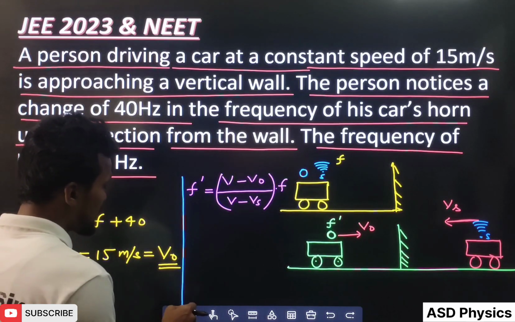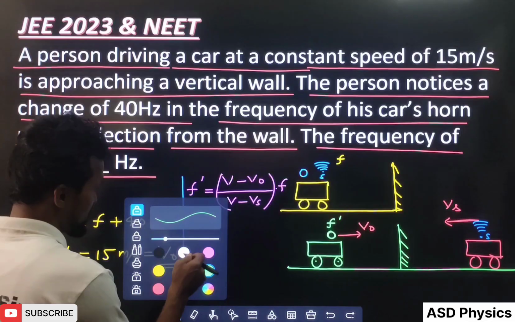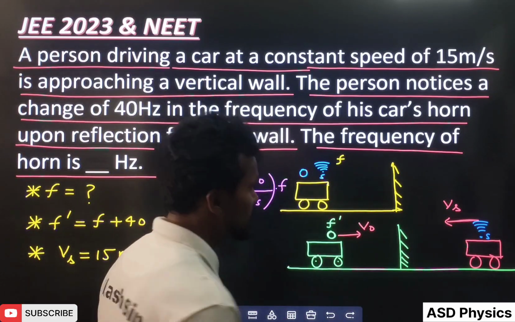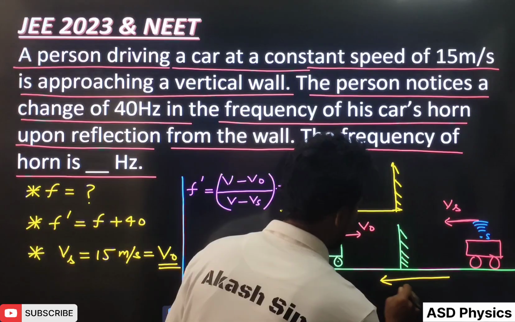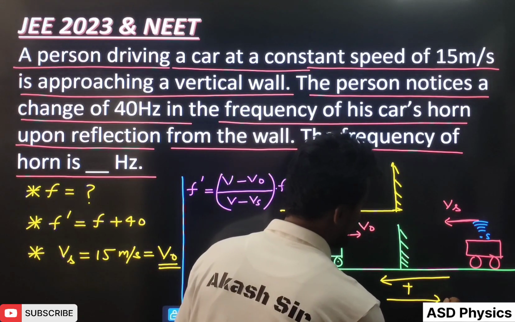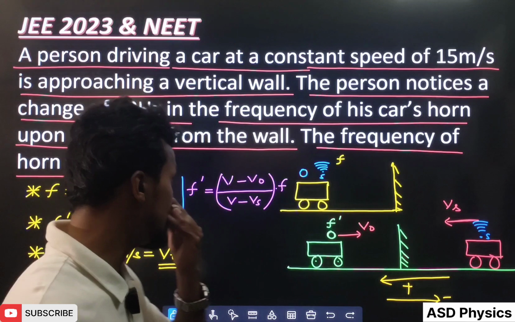Okay, but here we have to apply the sign convention. Remember that source to observer is always taken positive. Source to observer positive, so observer to source will be how much? Negative. This sign convention we will always follow.